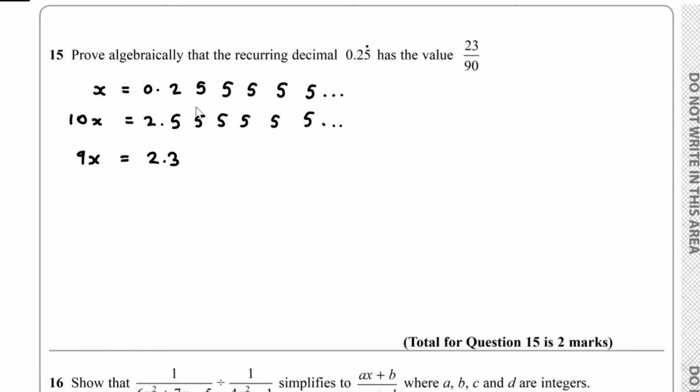And of course this works out quite nicely because these all cancel out. Okay, so x will therefore equal 2.3 over 9, which is equal to 23 over 90.